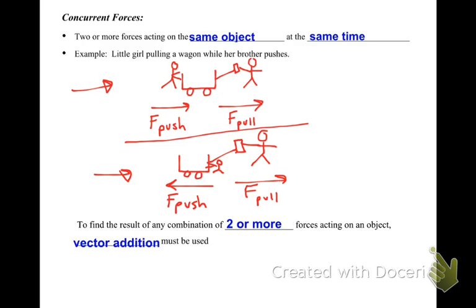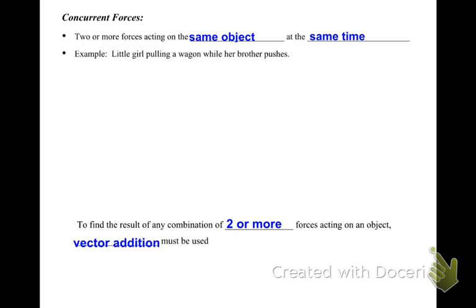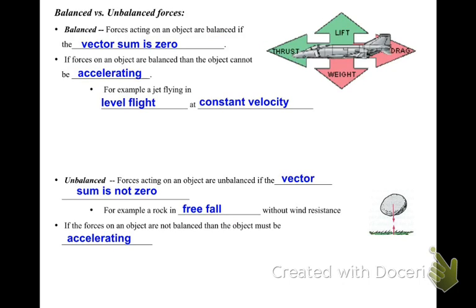To find the result of any combination of two or more forces, because they're vectors, you have to use vector addition. I'm not going to show you that here. I'm going to show you that when we deal with our vector unit next. But what I am going to show you is the difference between a balanced force and an unbalanced force. So let's take a look at balanced forces.